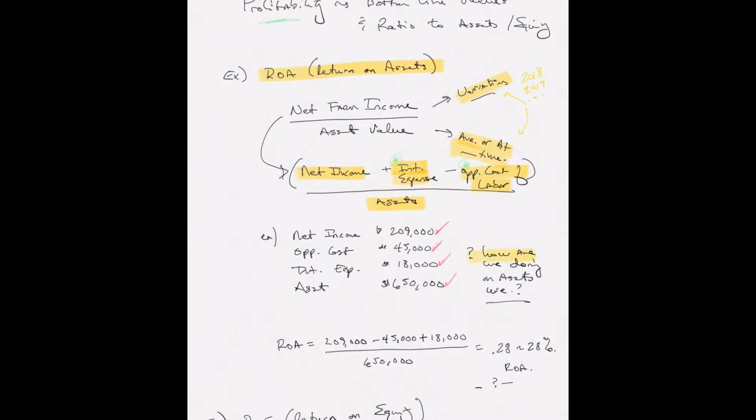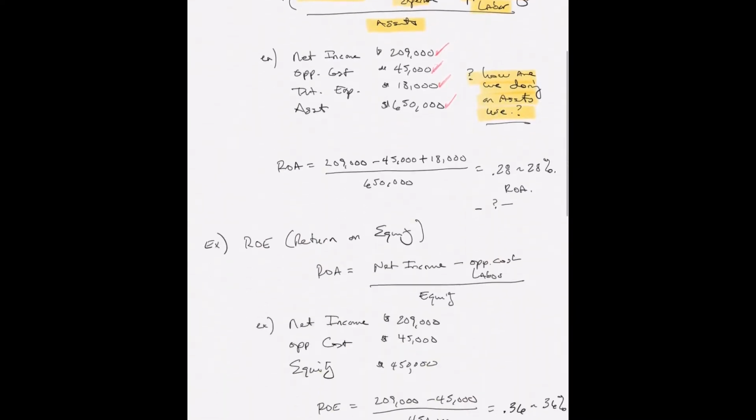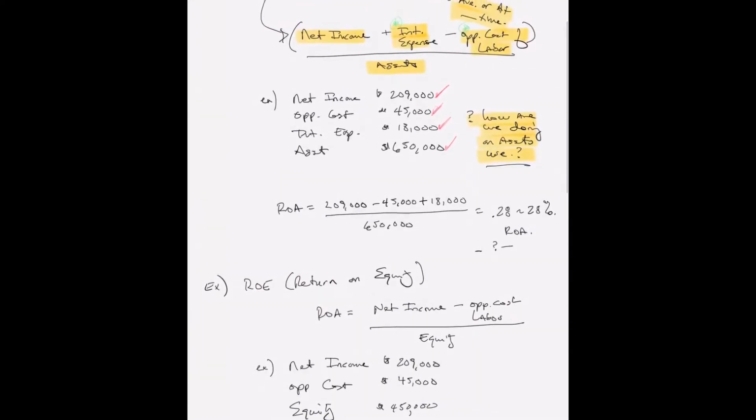So I have an example for you. So let's go through that. Net farm income, $209 grand. Opportunity cost is $45,000. We're not paying ourselves. Interest expense is $18,000 and assets are $650,000. So the question is, how are we doing on the assets that we own? And that's what this is going to answer for us. So what I do is take the $209,000 of income, deduct the $45,000 of opportunity cost of labor that's not paid, add back the $18,000 to take borrowing out, divide it by our assets of $650,000, and we get 28%.